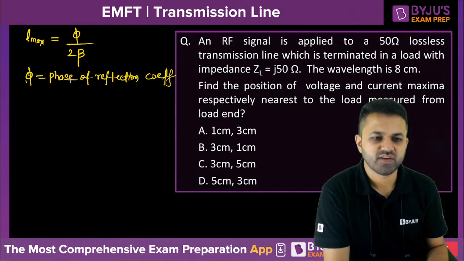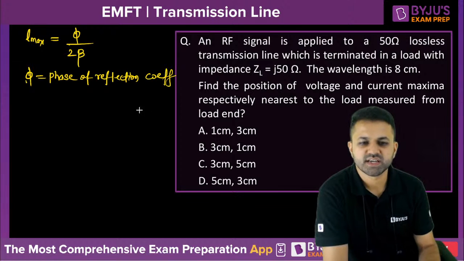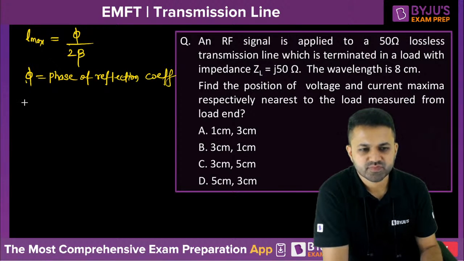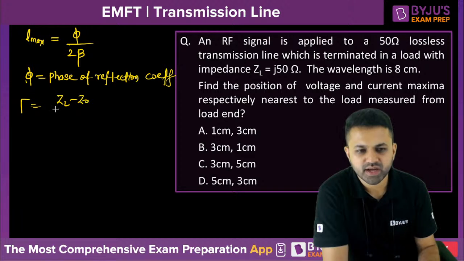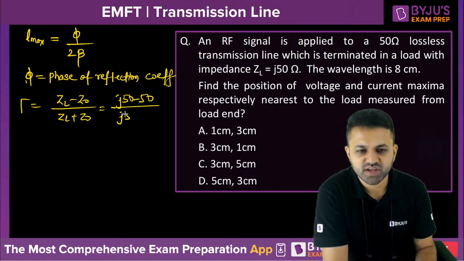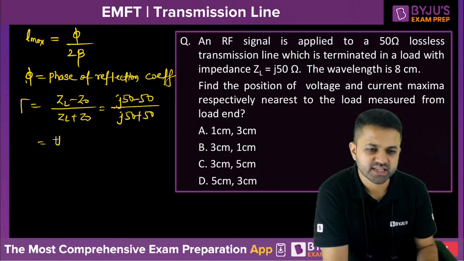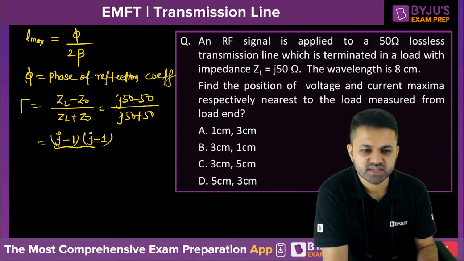So what is the value of the reflection coefficient here? The reflection coefficient gamma is ZL minus Z0 divided by ZL plus Z0. What is ZL? ZL is j50, Z0 is 50. So this is j50 minus 50 divided by j50 plus 50. So the 50 will get cancelled, and we will get (j minus 1) over (j plus 1).